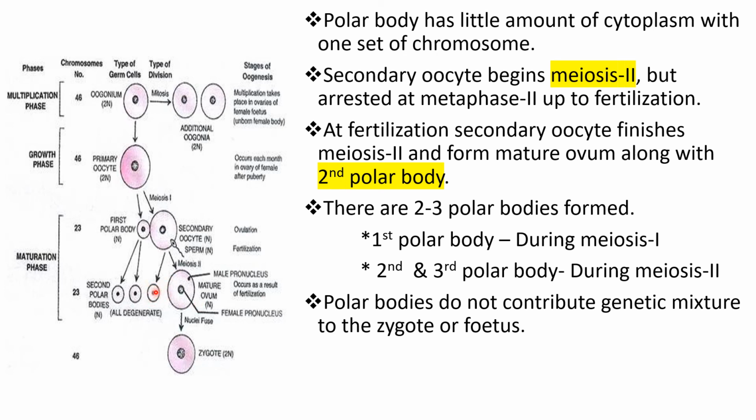There are 2 to 3 polar bodies formed in the oogenesis process. The first polar body is formed during meiosis-I. The second and third polar bodies are formed during meiosis-II. The polar bodies do not share any kind of genetic information to the zygote or fetus.